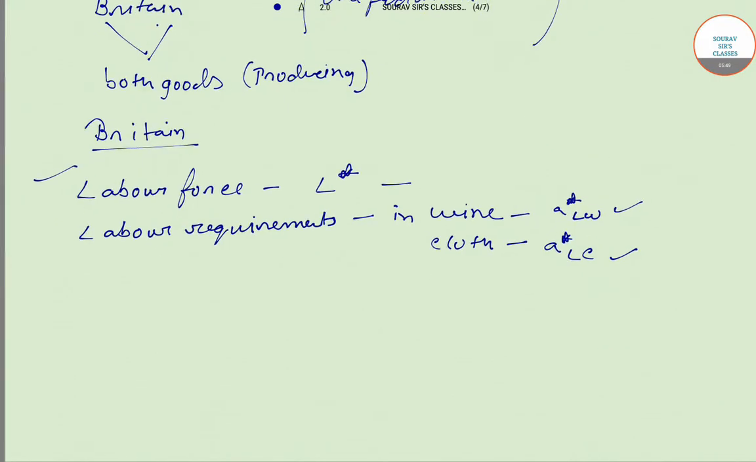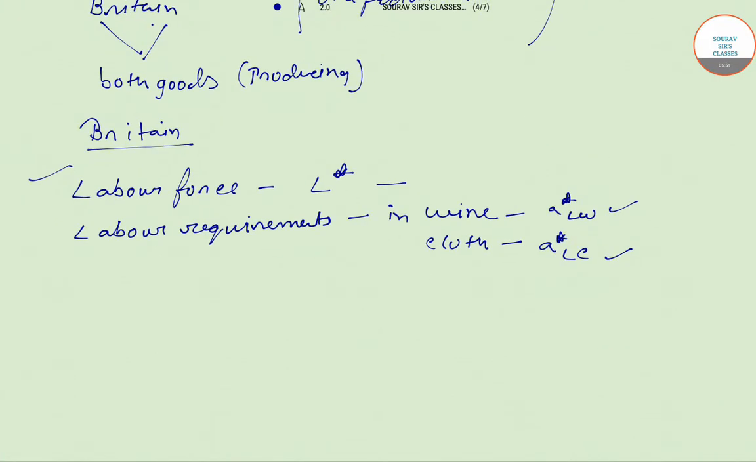Now we assume that the ratio of labor required to produce 1 unit of cloth to that required to produce 1 unit of wine is lower in America than in Britain. There is another assumption that we make.